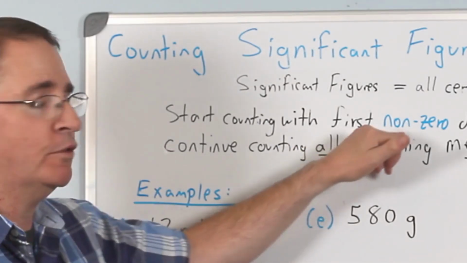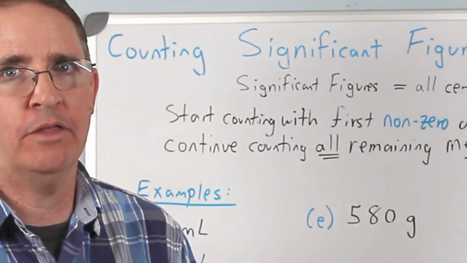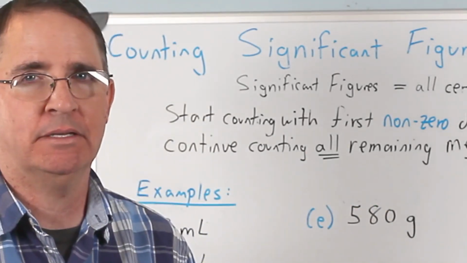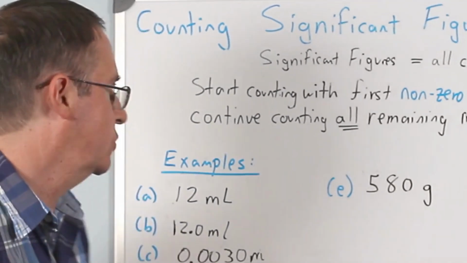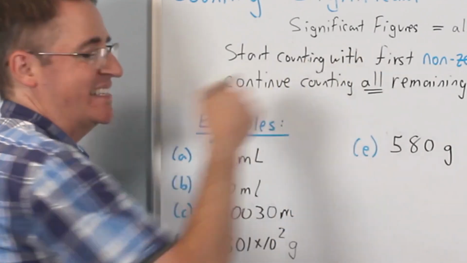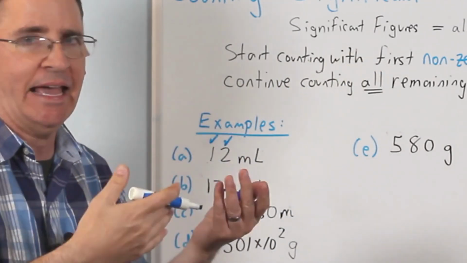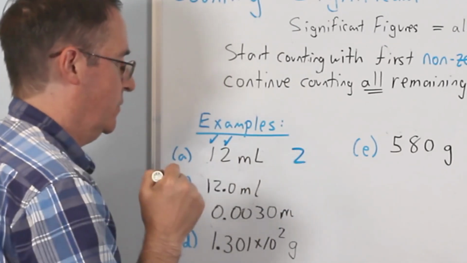Our approach is to start with the first non-zero digit and then continue counting all the other measured digits in that measurement. Let's do a couple examples to illustrate this approach. 12 milliliters. We know the 1 is significant because it's the first non-zero digit. The 2 is also significant because it's intentionally written down. So we have a total of 2 significant figures.